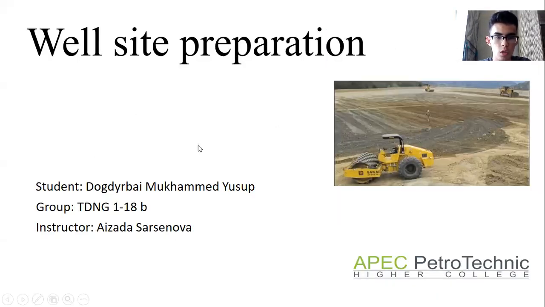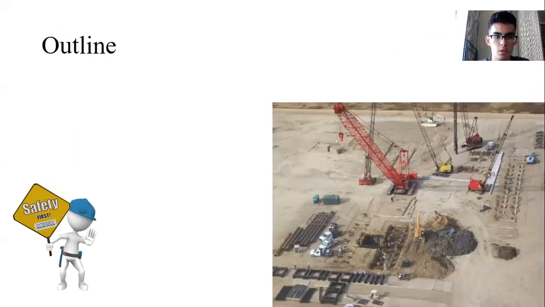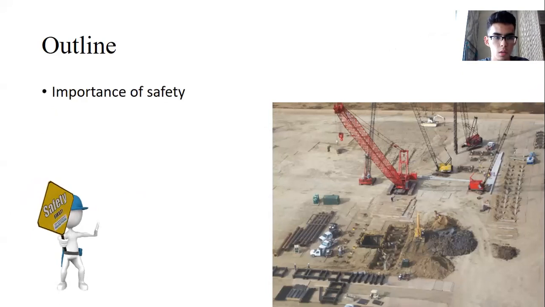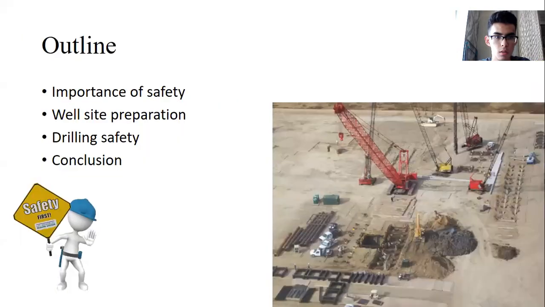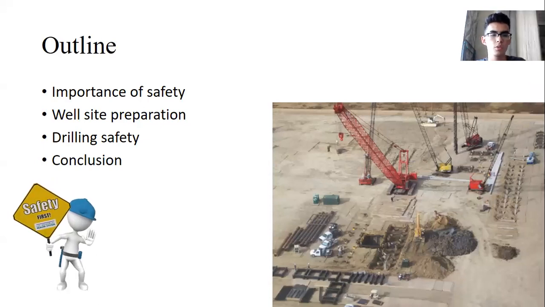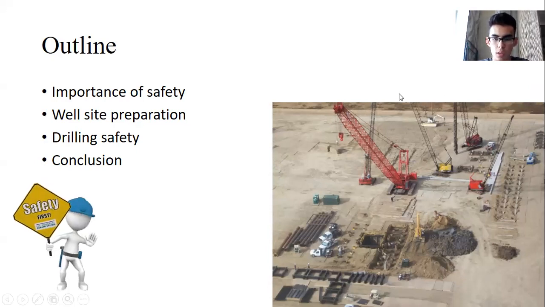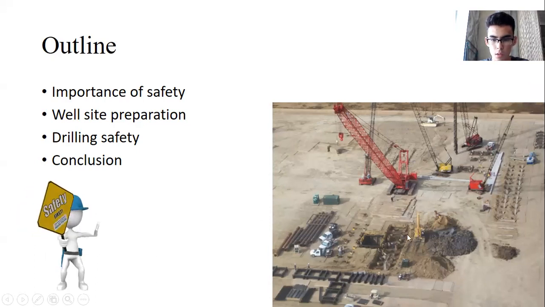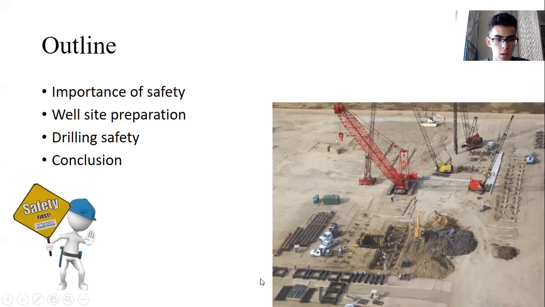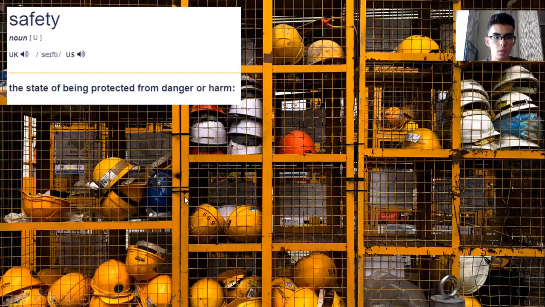First, I decided to share with you my outline since it'll help you to easily understand my presentation. My first part of outline is importance of safety. Then I will tell you about well site preparation. Then I will talk about drilling safety. Finally, I will conclude my presentation with conclusion. Here you can see another view of well site preparation. Here you can see crane and this trenching and dismantling safety first, and you will understand why safety is first. So let's move to the main part of my presentation.